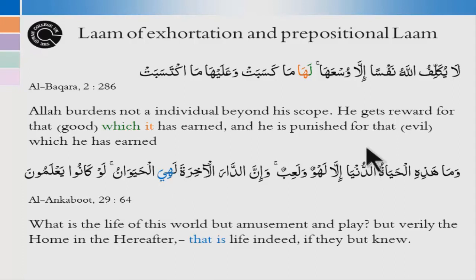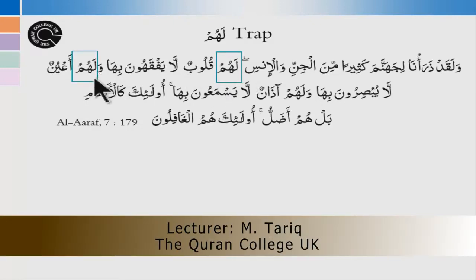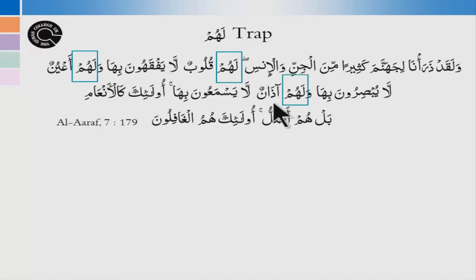Now, so that you have learned the difference between the two lams, let's apply that knowledge here, on what I called the lahum trap. You can see this whole verse, which is from Surah Al-Araf, chapter number 7, verse 179, and you have seen this verse before as well, but here it is looked at from a different perspective. You can see that lahum is used over here, which is lahum qulubun, and lahum is again used here, lahum a'yunun, and then lahum is also used here, walahum adhanun.